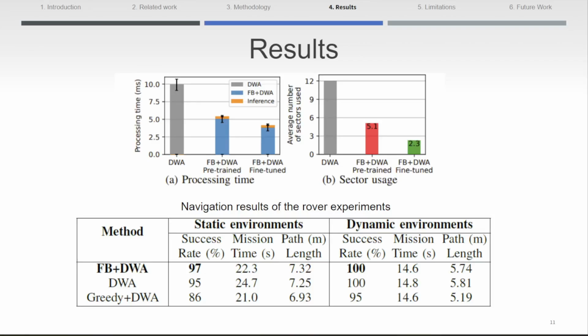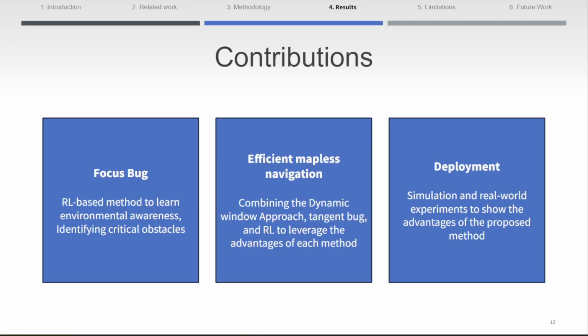Similarly to simulation experiments, FocusBug is able to generalize and maintain the high success rate of the dynamic window approach while reducing its processing time. In summary, our contributions are FocusBug, an RL-based method to learn environmental awareness, an approach combining our learning agent with classical mapless navigation methods to leverage the advantages of both domains, and simulation and real-world experiments that demonstrate the proposed method.